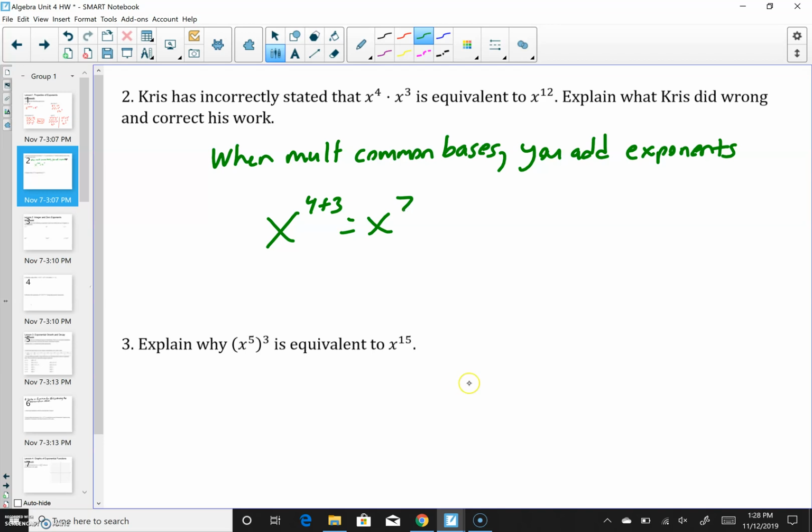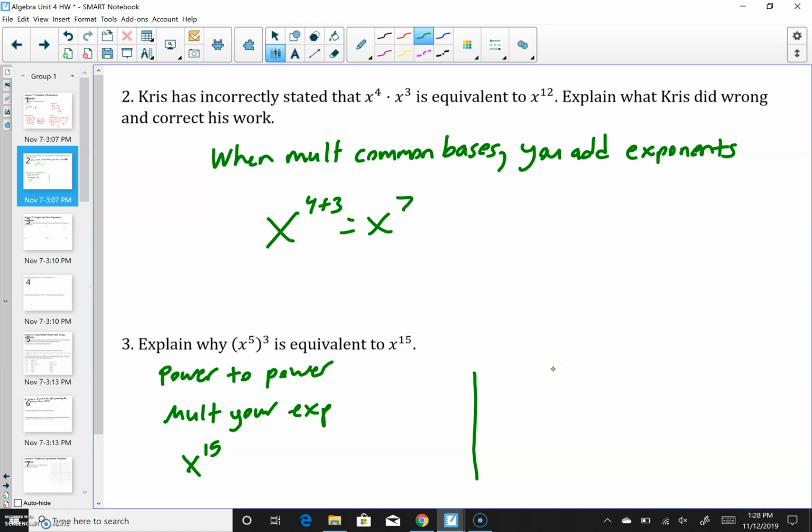For the third one, you have two different ways to do it. You could explain it through a rule. So a power to a power, or an exponent to an exponent, means you multiply your exponents. So then x to the 5 times 3 gives you x to the 15th.